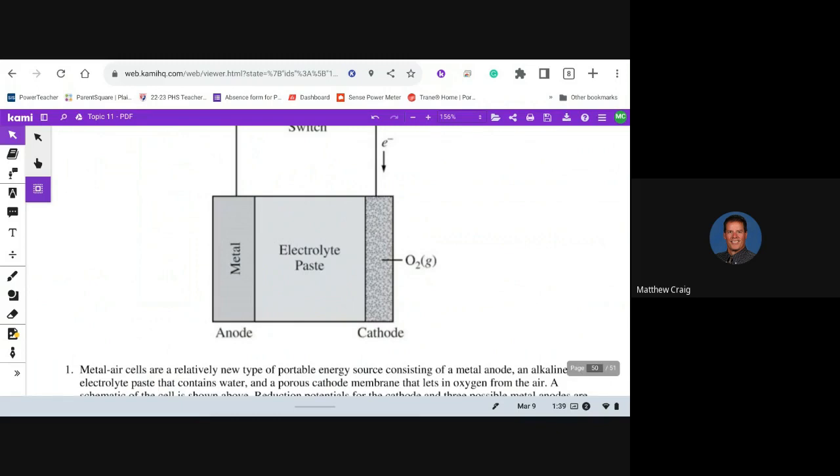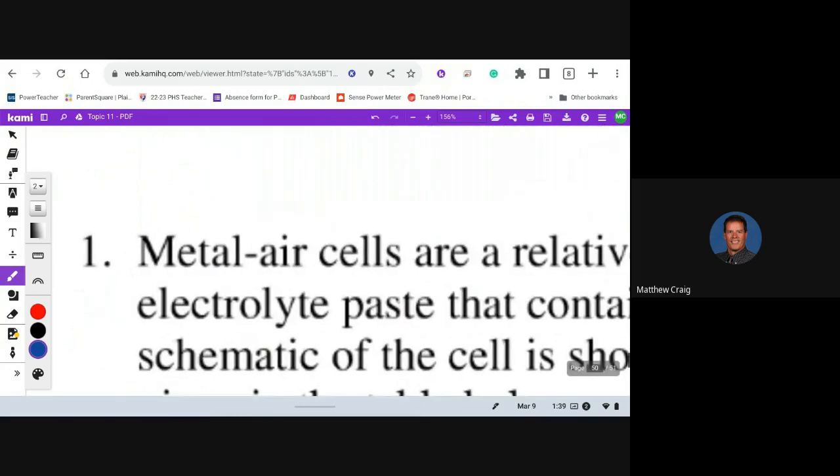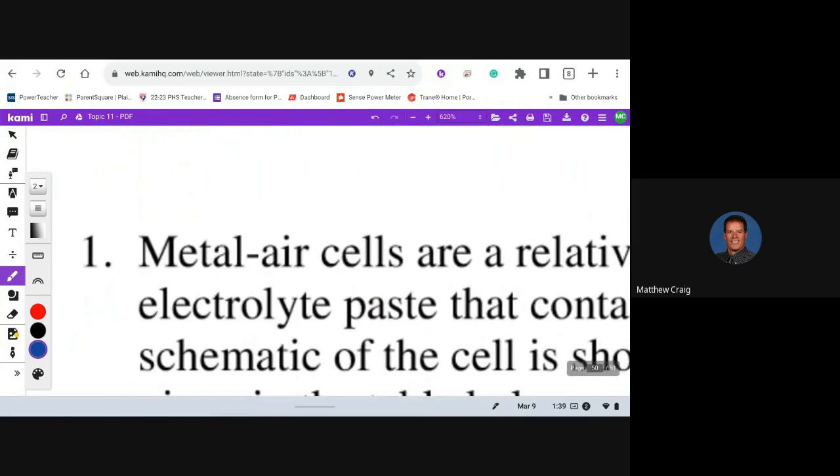What's that? That oxygen. Is that oxygen like part of the cell, or is that just like the atoms? That's a good question. What would you guess a metal air cell deals with? Metal and air. So the metal with air. Okay, so all the air that's around you.